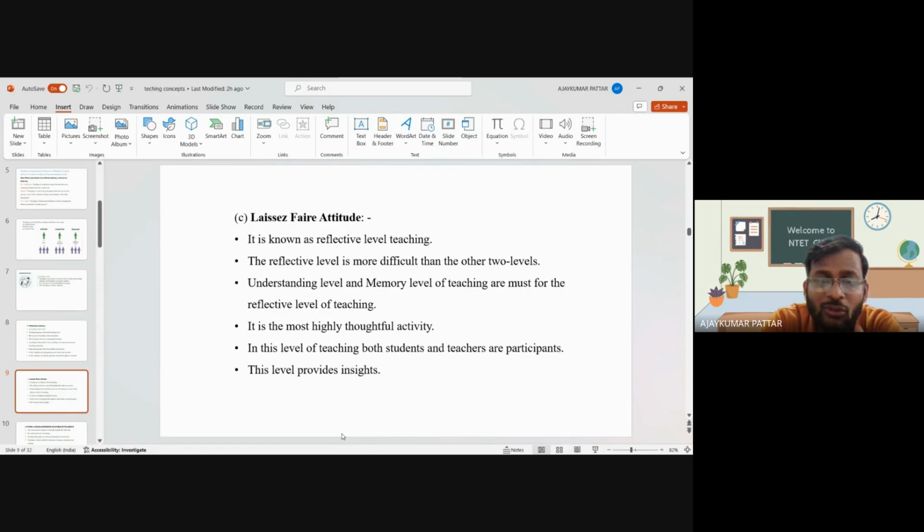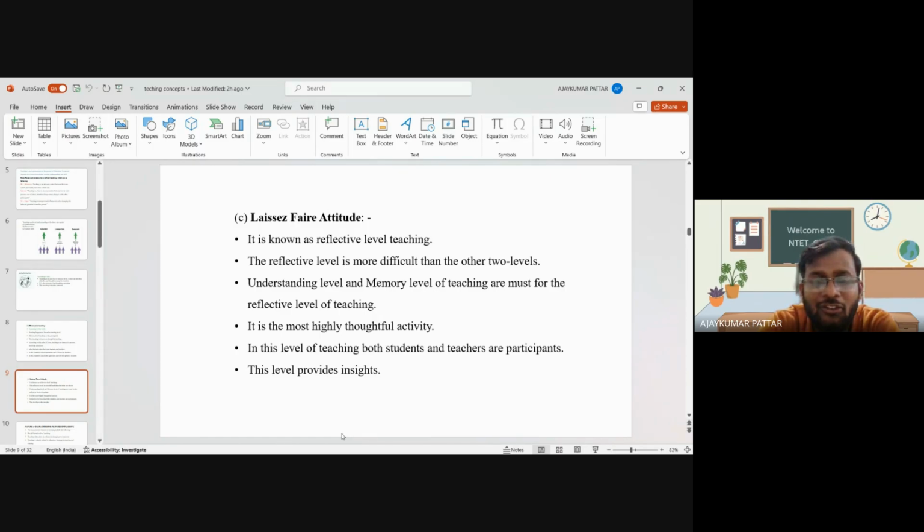It is a higher version of the understanding level. Nothing but that. Understanding level will happen commonly in the postgraduate level. You will understand this specific topic, subject. Full understanding will happen in the postgraduate level. After that, you can enter the reflective level of teaching method. That happens in PhD programs. That is the laissez-faire attitude. It is the higher version of the other two levels.